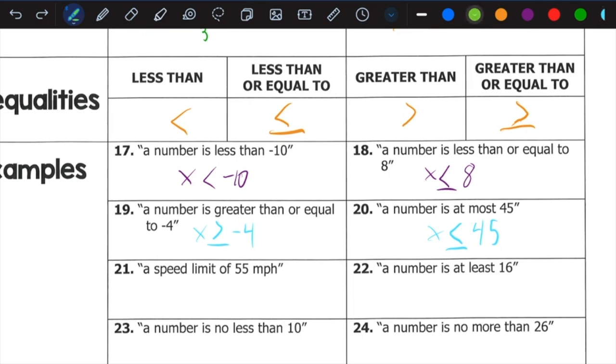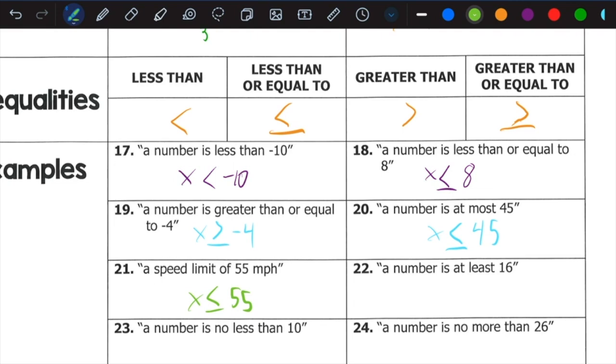Number 21, a speed limit of 55 miles per hour. So a speed limit means that that's the highest it can be. So very similar to number 20, we're saying at most it can be this number. So x is less than or equal to 55. So even though this didn't have any "a number" or anything like that, or say less than or equal to or at most, we can still infer from this problem that it could be a range of numbers. So think about driving on a highway or road where the speed limit is whatever number it is. You can be that speed or lower than it to legally be within the speed limit.